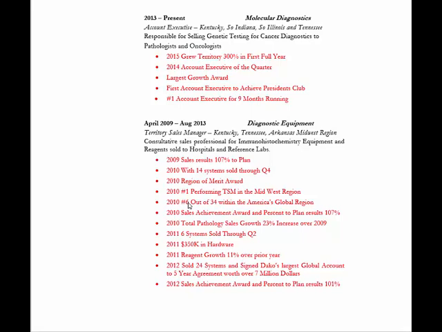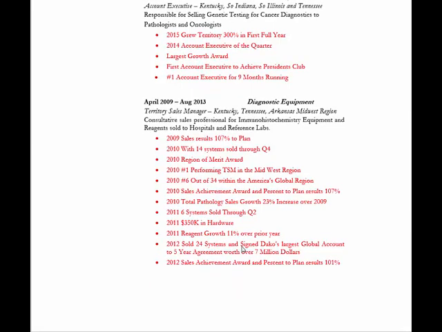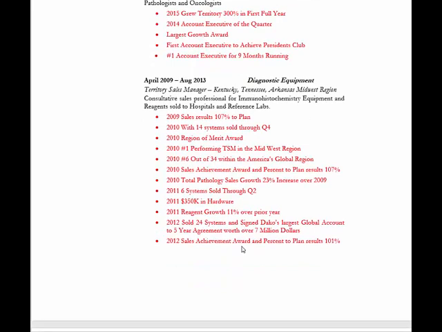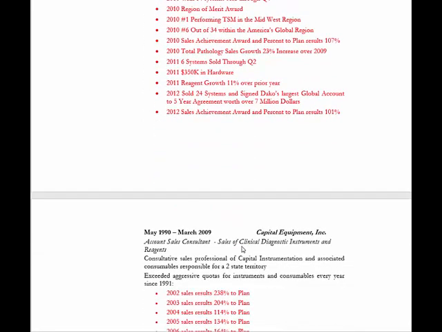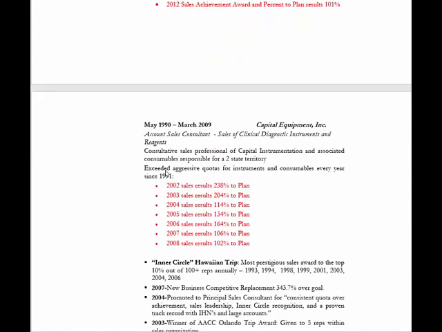So that's fine. I mean, this is a better format, 6 out of 34, and so you can see the person obviously is a great performer as well. Here's another, nice long tenure, formatted properly. There again, account sales consultant, sales of clinical diagnostics instruments and reagents.